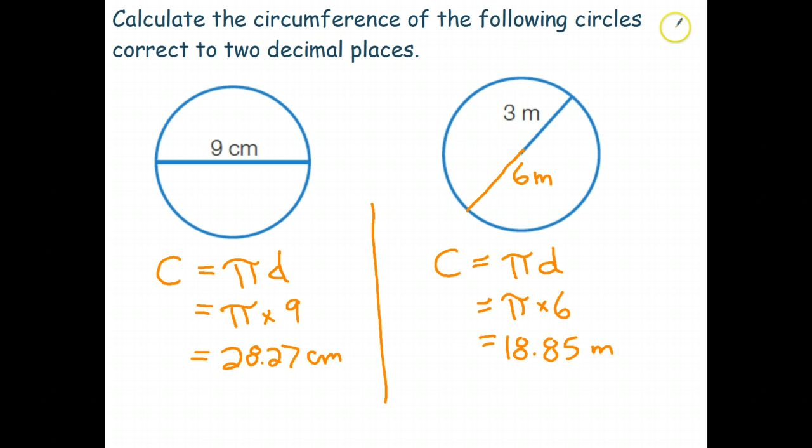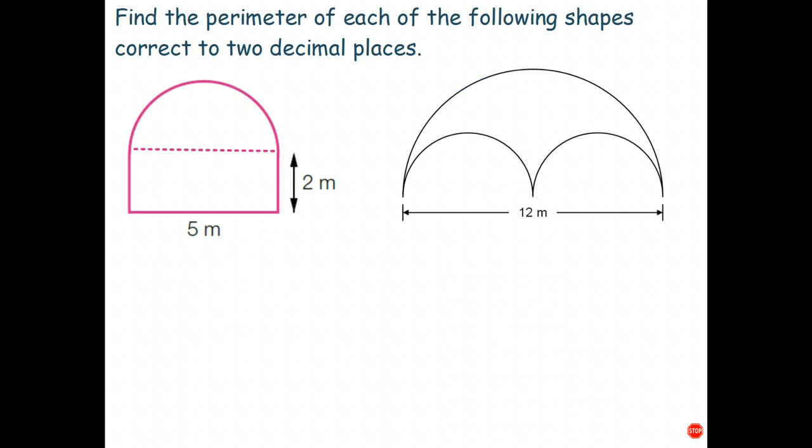Okay, let's now have a look at some slightly trickier questions. So find the perimeter of each of the following shapes, correct to 2 decimal places. So here I've got a shape which is a half circle on top of a rectangle. Now, the reason I chose this question is a lot of students, when they're doing the calculation, want to add in the length of that line because they can see a line there. They think they have to add it in the perimeter. But we're only interested in the distance around the outside. Not going across the middle, so that is not part of the perimeter.